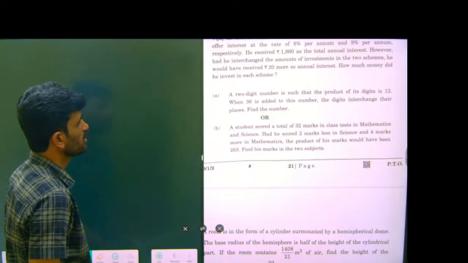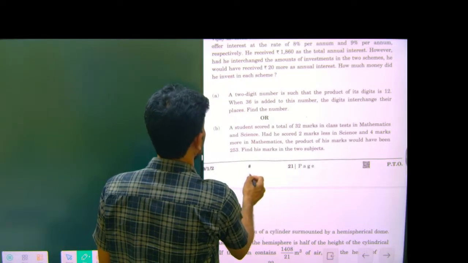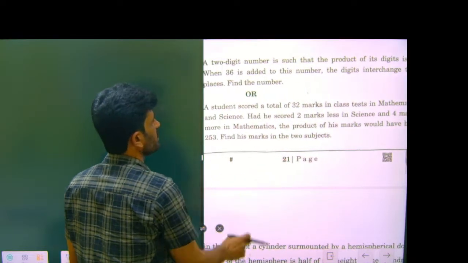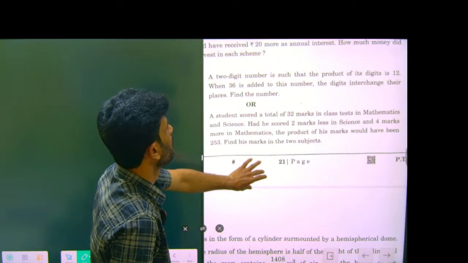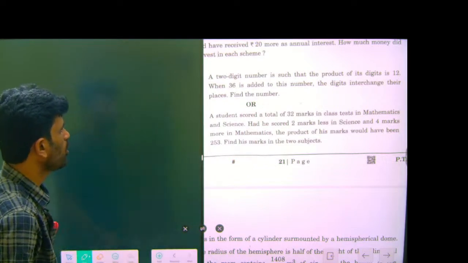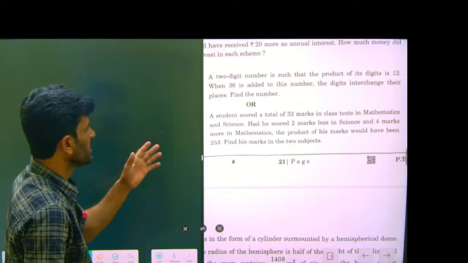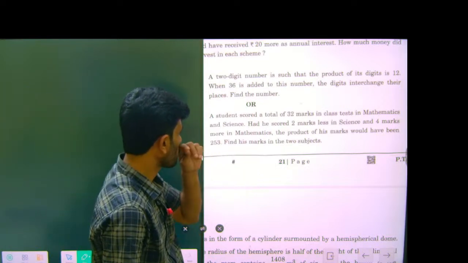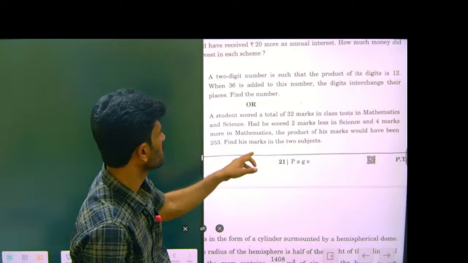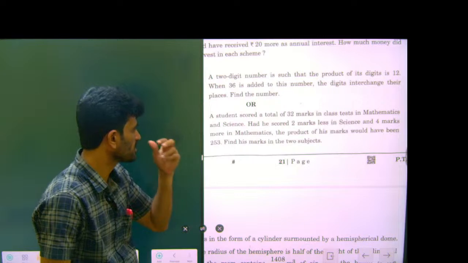In another question, it is about marks. A student scored a total of 32 marks in mathematics and science. If he had scored 2 marks less in science and 4 marks more in mathematics, the product of his marks would have been 253. Find his marks in 2 subjects.